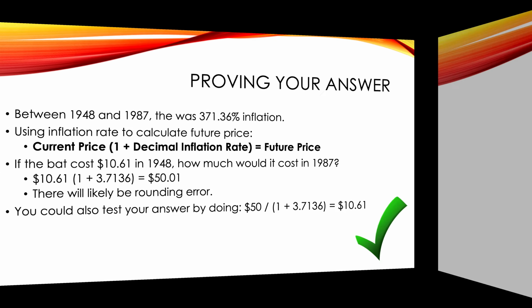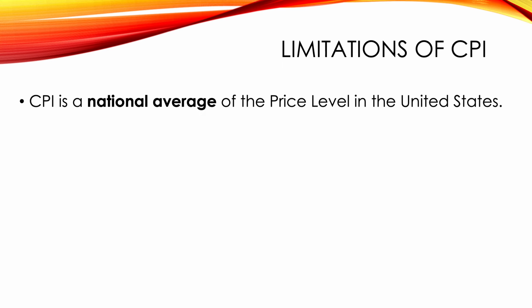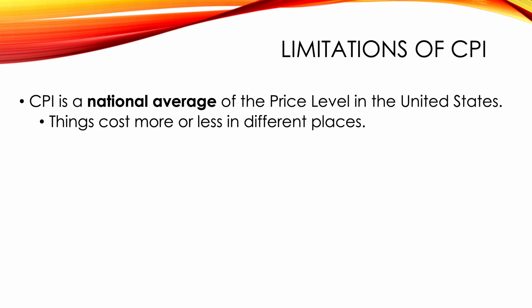But we have to be careful when we use CPI because the CPI is not always going to give you the exact historic price that something actually was, right? You might have used CPI numbers to calculate how much a baseball bat cost in 1948, but if you were to go back and maybe look at a catalog or something like that, you might find that it wasn't $10.61. And that's because the CPI is a national average of the price level in the whole United States. In some places, things cost more, things cost less, things inflate faster, sometimes things deflate. Cities are a great example of places where prices rise more quickly than they do in more rural, more country areas, right? So there's that.